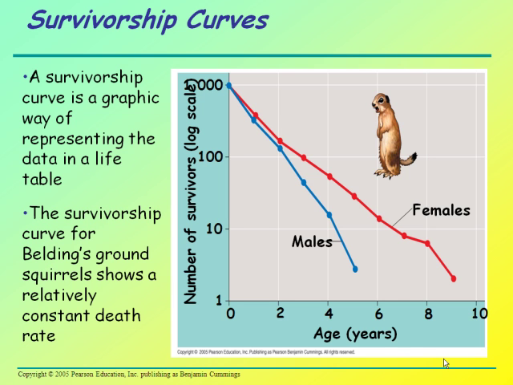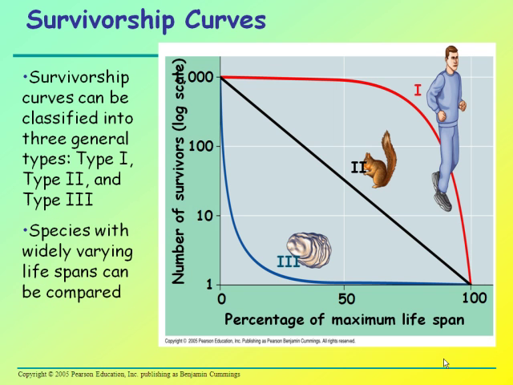A survivorship curve. This is curves for male and female Belding's ground squirrels. The logarithmic scale on the y-axis allows the number of survivors to be visible across the entire range, 2 to 1,000 individuals on the graph. So it shows a relatively constant death rate with longer survivorship in females.